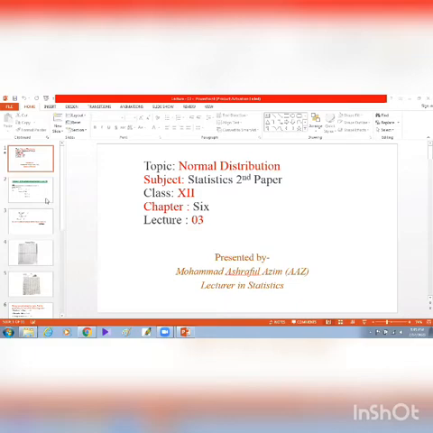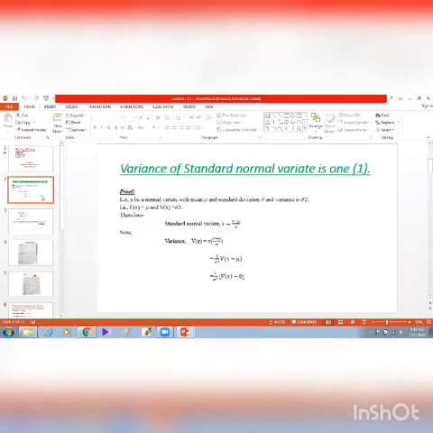Dear students, last class I proved the property of a standard normal variate, which is that the mean of the standard normal variate is 0. Today we are going to discuss the variance of the standard normal variate, and for sure we will understand that the variance of the standard normal variate is 1.